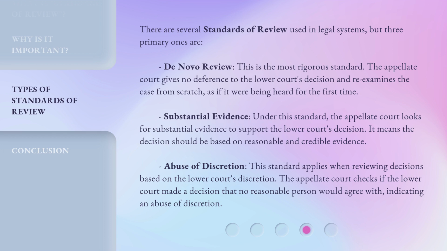Substantial evidence. Under this standard, the appellate court looks for substantial evidence to support the lower court's decision. It means the decision should be based on reasonable and credible evidence. Abuse of discretion. This standard applies when reviewing decisions based on the lower court's discretion. The appellate court checks if the lower court made a decision that no reasonable person would agree with, indicating an abuse of discretion.